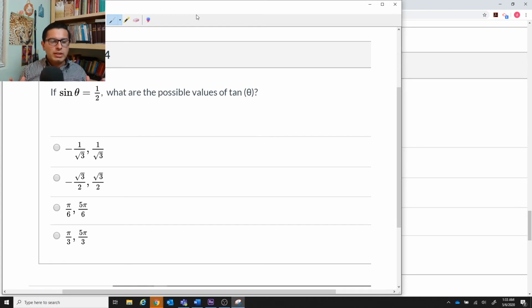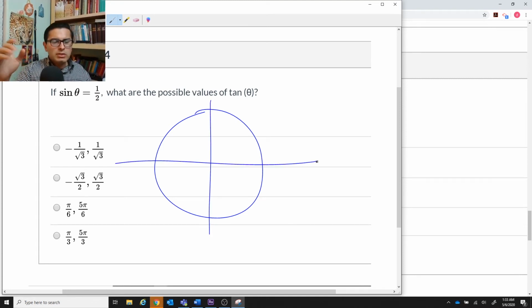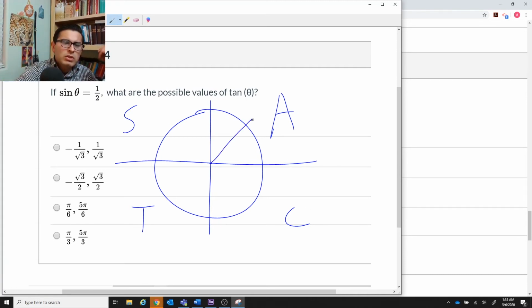Question number 14. If sine of theta equals 1/2, what are the possible values of tangent of theta? Now, the first thing that I would do when thinking about these trig functions would be to draw out our unit circle and find out where would sine be positive. This comes in when we say all students take calculus. This is where each of the positive things are. The top right, everything is positive, which means we could have something over there. And the top left corner is also a place that sine could be positive.